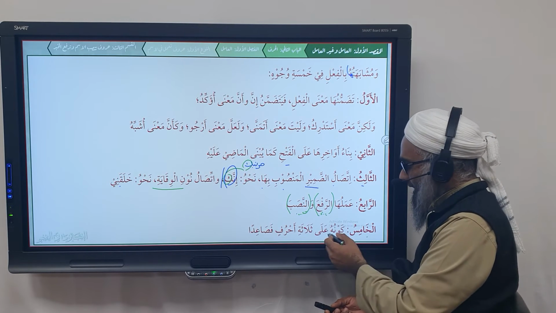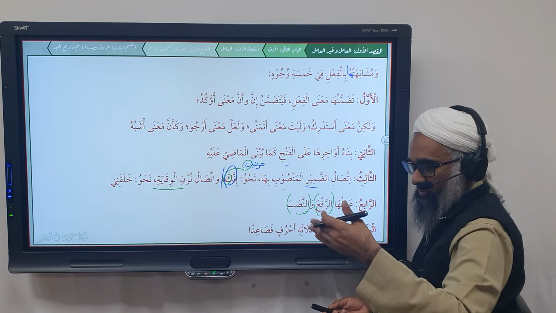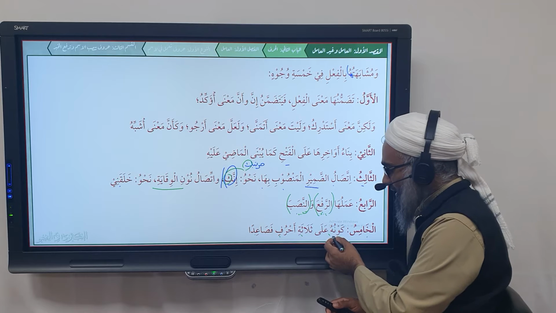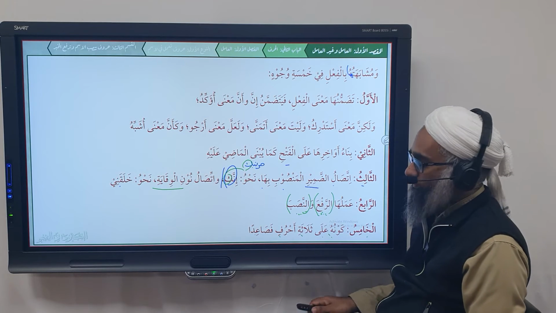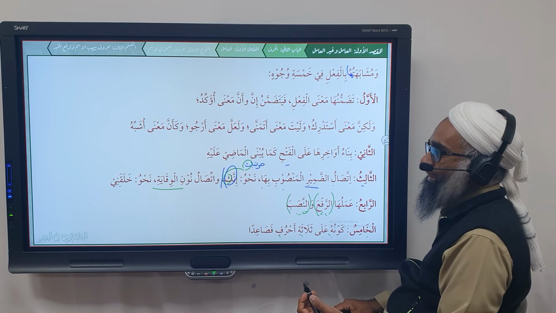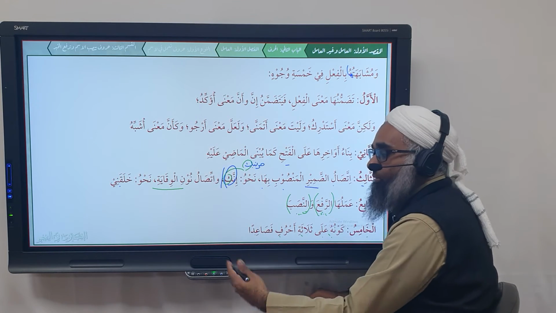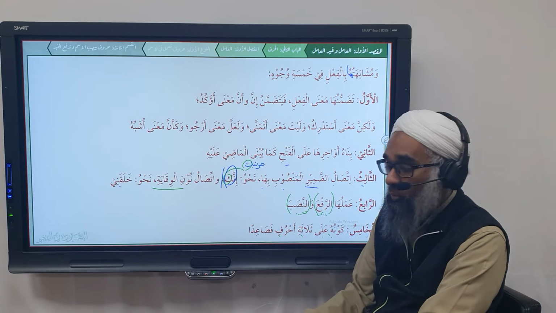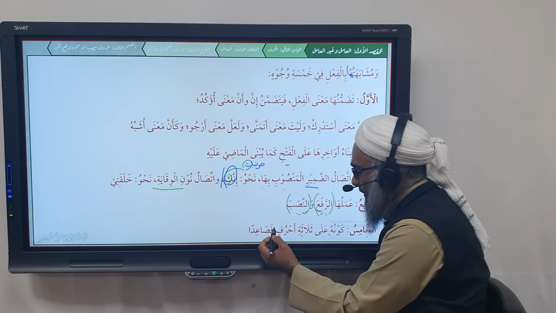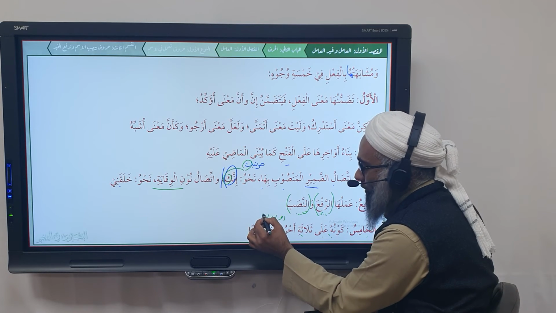And the fifth is they all have 3 or more letters. Like verbs, you have ثلاثي مجرد, then you have رباعي, and then you have مزيد فيه. So even these all have either 3 or 4, like a verb, either رباعي or ثلاثي. So we say على ثلاثة أحرف ثلاثة أو أربعة. So they're either ثلاثي or رباعي.